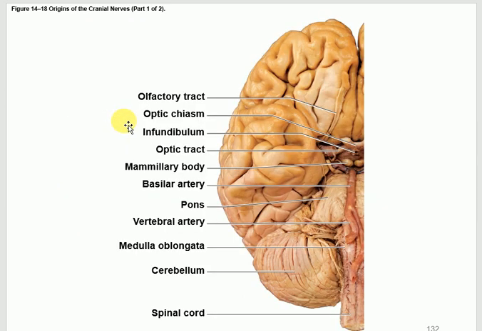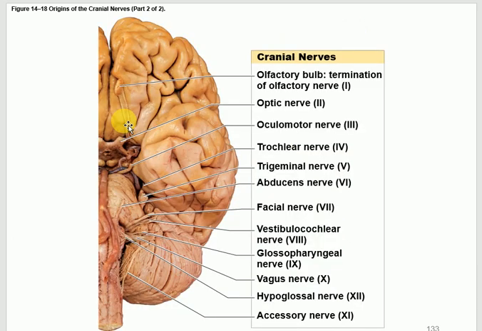So we have 12 cranial nerves. We will get to know those in the lab, starting from olfactory, which is 1, optic, this is 2, different parts, 3, 4, 5, all the way. Here are the nerves. Olfactory is 1, optic is 2, oculomotor is 3, and do you see the Roman numbers? Trochlear is 4, trigeminal is 5, abducent is 6, facial is 7, vestibulocochlear is 8, glossopharyngeal 9, vagus 10, hypoglossal is 12, accessory is 11. These are the names, including the Roman numbers, and you need to know that.